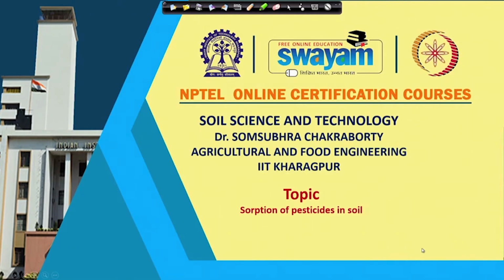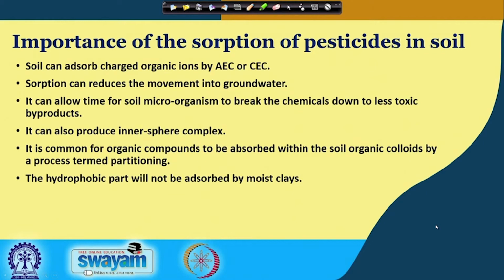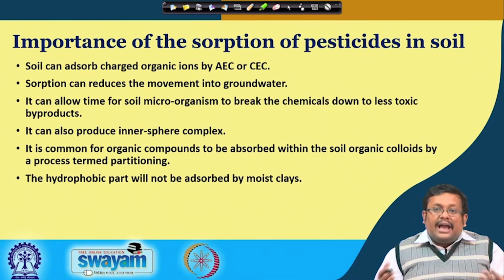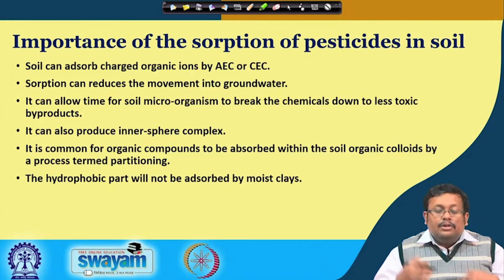Let us start another important topic, that is sorption of pesticides in the soil. We will be covering the importance of pesticide sorption, then distribution coefficient, then binding of biomolecules to clay and humus. So, importance of sorption of pesticides in soil: you know that soil can adsorb charged organic ions by either AEC or CEC, because depending on the positive or negative nature of the charged organic ions, it will be adsorbed.